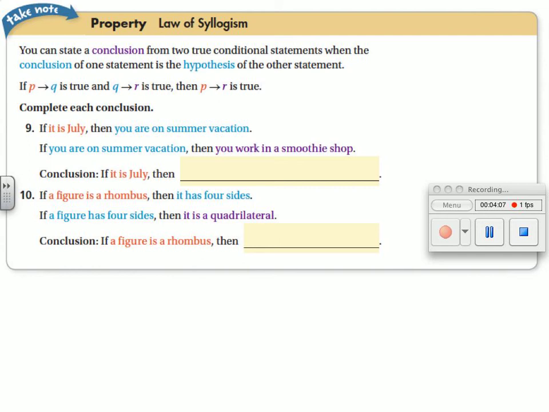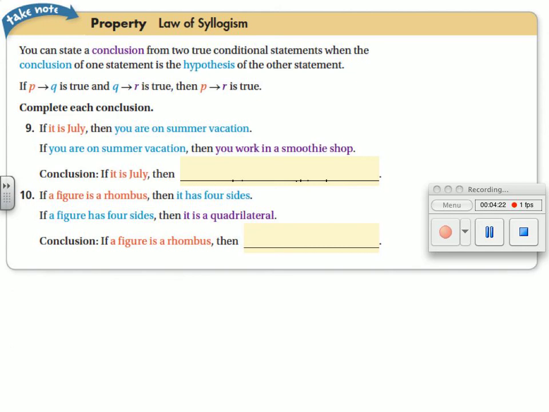So let's look at each conclusion. If it is July, then you are on summer vacation. If you are on summer vacation, then you work in a smoothie shop. So the conclusion I can reach is, if it is July, then you work in a smoothie shop.